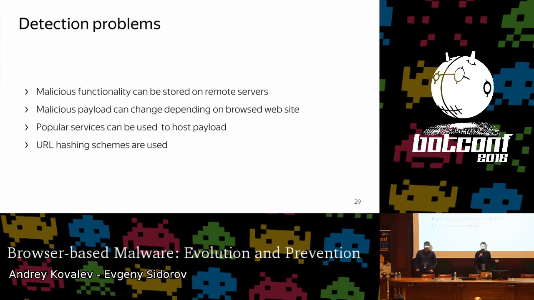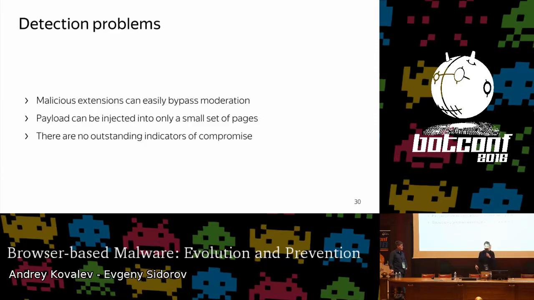For example, if you use some kind of blacklisting technique, these extensions use popular file hosting services to host payloads, so you can't just blacklist these hosting services because your users will be disappointed. And extensions usually use some kind of URL hashing scheme, so they send a hash of the URL to the remote server, and the remote server responds with what payload should be injected. So even if you have a bunch of such hashes, it's very hard to find out at what sites the command and control server will send the command to inject the payload.